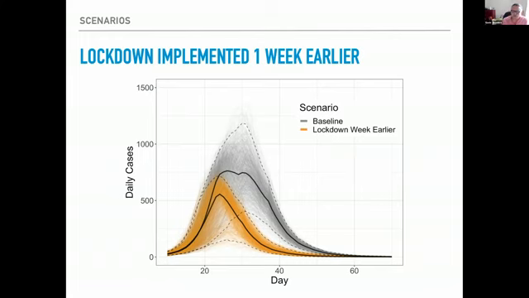These are from multiple runs. If lockdown had been implemented a week earlier, conditional on obviously the data and the underlying models being sensible, we can see a clear difference in not just the number of cases, but actually how long the extent of those cases was over time.